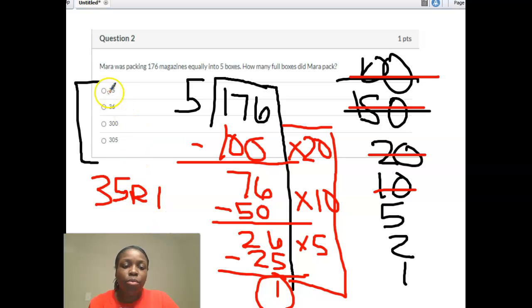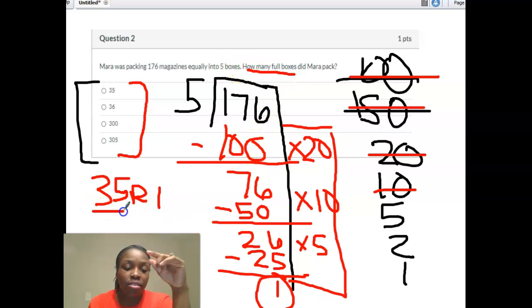Now, 35 remainder 1. As you look here, there's no remainders, right? So we got to figure out what the question's asking me. So she's packing magazines, and they're going into boxes. How many full boxes did Mara pack? So this is my full boxes. So there are 35 boxes with one what left over? One magazine left over. So we're not asking how many boxes does she need. We're asking how many full boxes does she have.